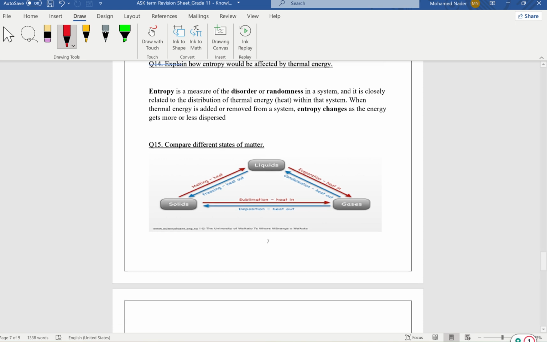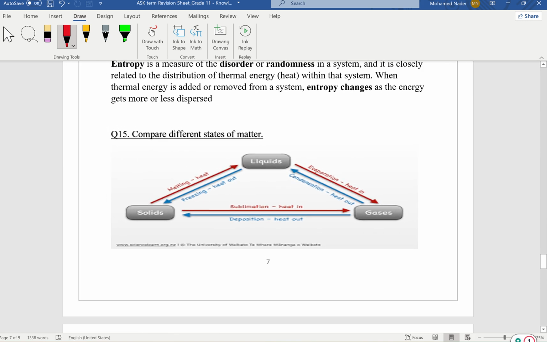Compare between different states of matter. As you know, we have solid, liquid, and gas, and we also have plasma, which is an ionized gas. And you know very well that whenever a solid is heated, it will melt and be converted to liquid. We call the process where the solid converts to liquid melting, but when the liquid converts to solid, we call it freezing.